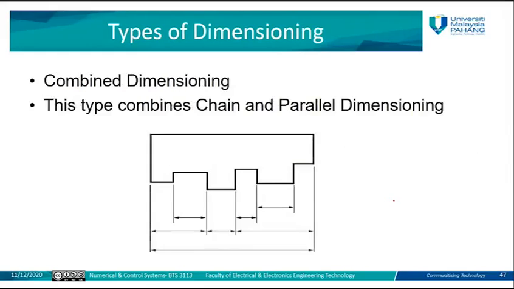This type we call combined dimensioning. So for example, you can see here, this is a small dimension, and here this dimension is not there, but we have the bigger one. So this combines this part and this part. So we call it the combined dimension. It's used to indicate the length or dimension of more than one part.